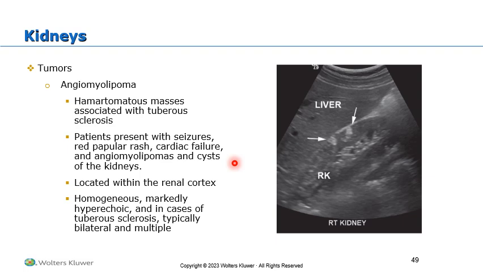These are usually located within the renal cortex. They kind of remind me of the hemangioma in our adult liver.